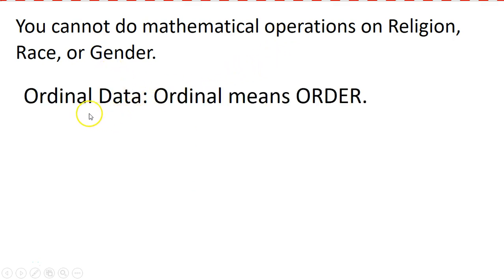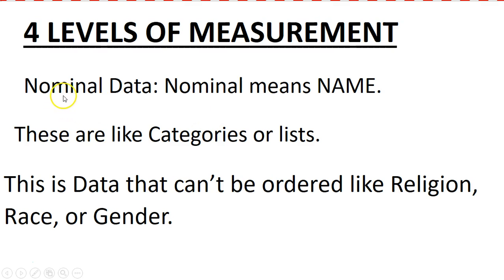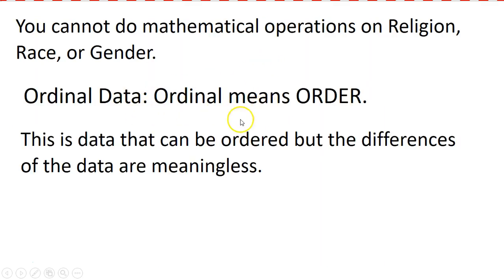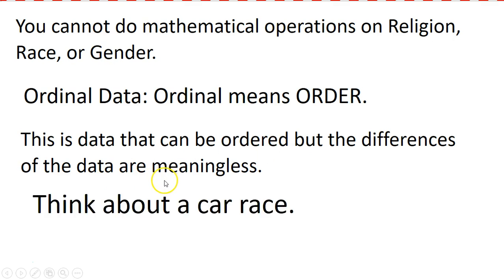So, ordinal data. Ordinal means order. Keep this in mind, going back: nominal data is like names, and we're talking about the categorical types. So nominal is like the names: religion, race, gender, hair color, things like that. Ordinal means order. This is the data that can be ordered, but the differences of the data are meaningless. You can order them, but it doesn't matter if you take the difference of them.